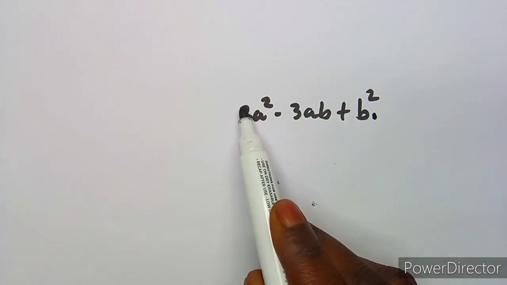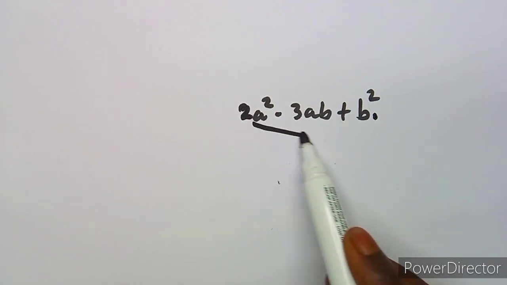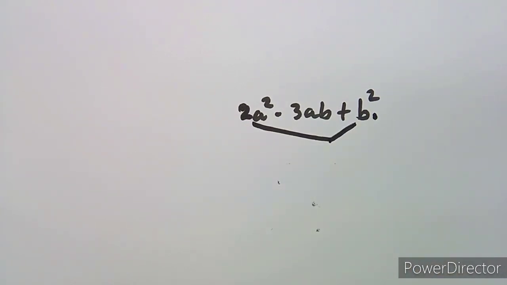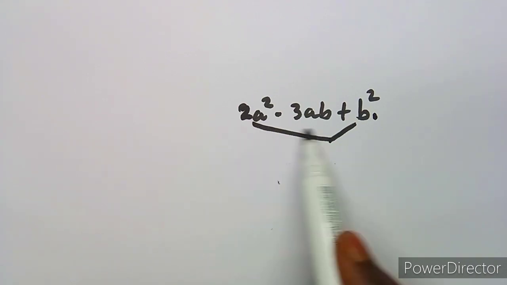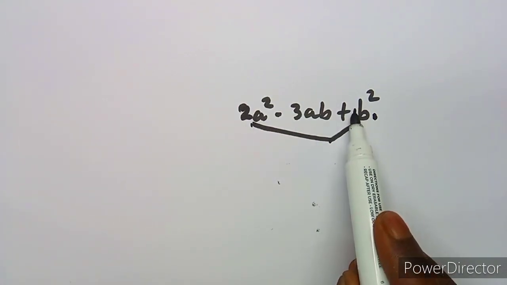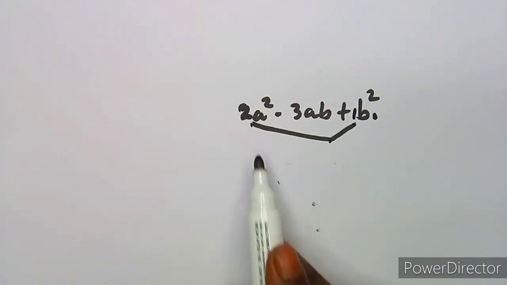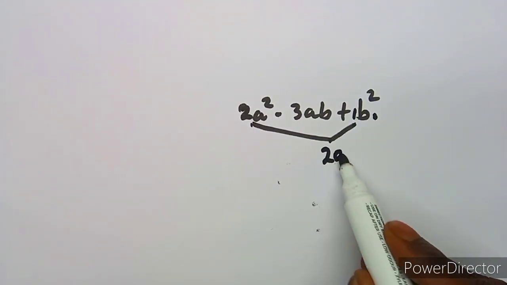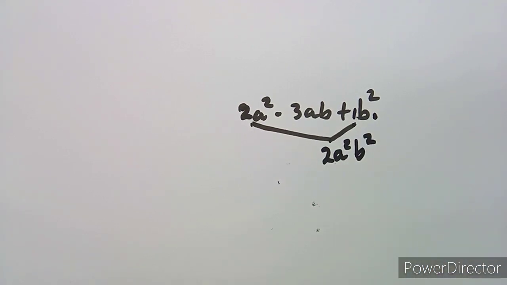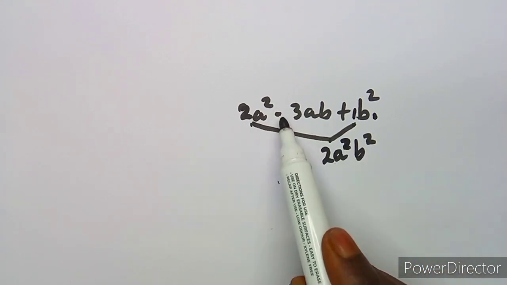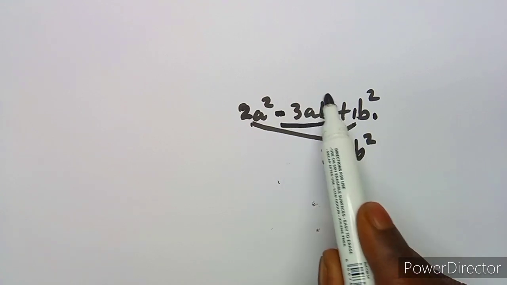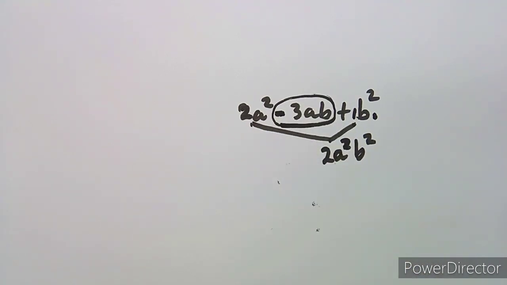But as we can see like this, the coefficient of a squared is not 1, so we are going to multiply the first term and the last term. So if we multiply the first term and the last term, 2 times 1 here, this one is same as 1b squared, so it's 2 times 1, which is 2a squared b squared. So remember, we are going to find 2 factors or 2 numbers that when we multiply, they are going to give us these 2a squared b squared, but when you add now, it's going to give you the middle term, which is minus 3ab. So which numbers are we talking about here?